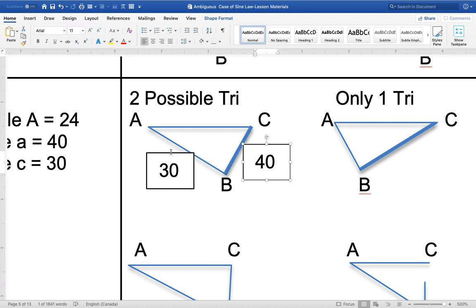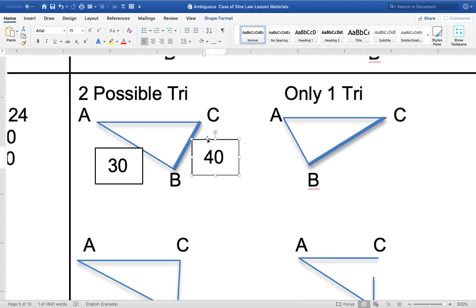So we look at this and ask ourselves, is this a reasonable orientation for this triangle? What do you think? Well, it doesn't look very good because the 40 certainly wouldn't be longer than 30. So it looks as though this triangle is not correct. So there's another triangle over here that the orientation might work.